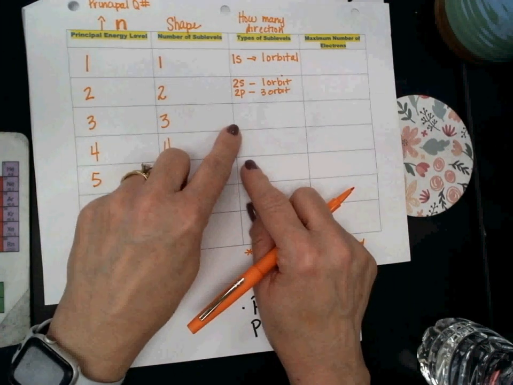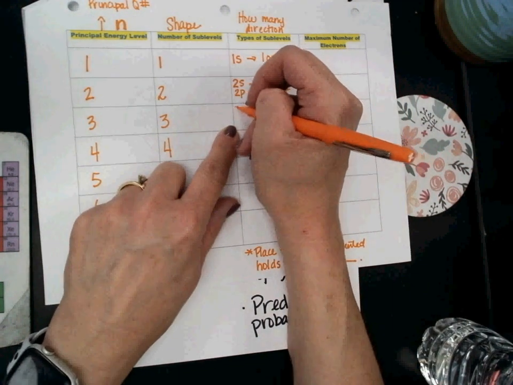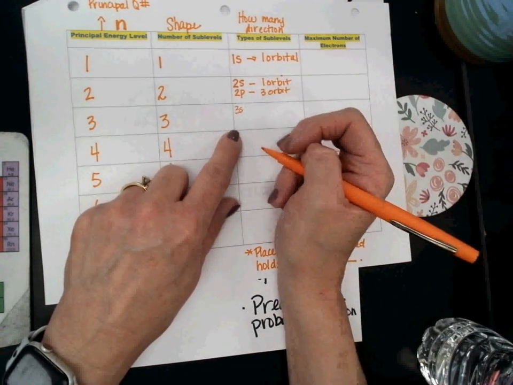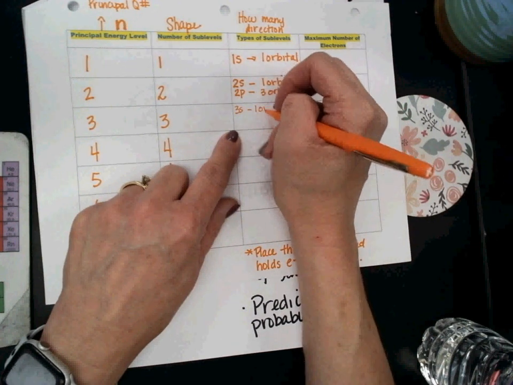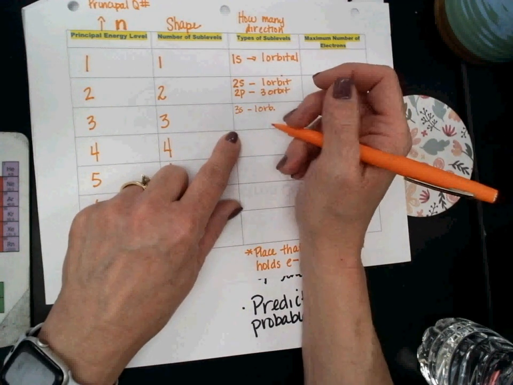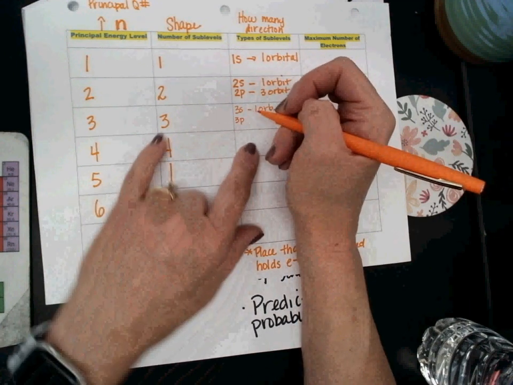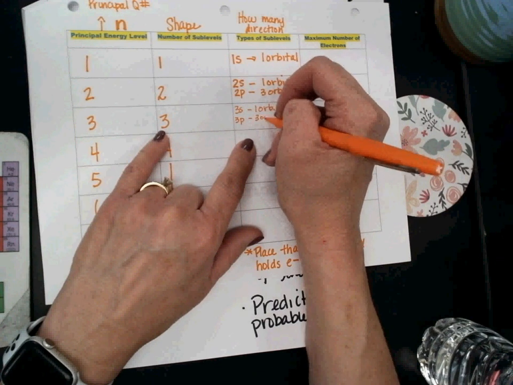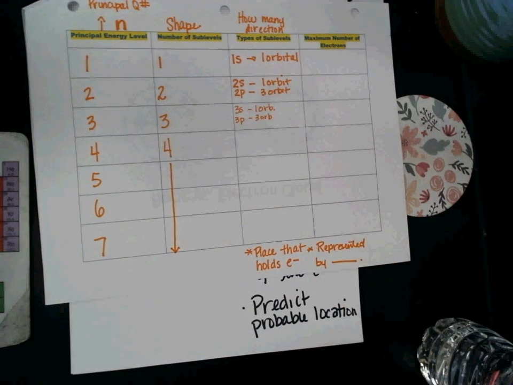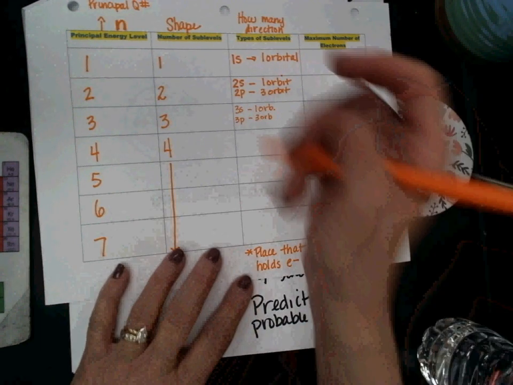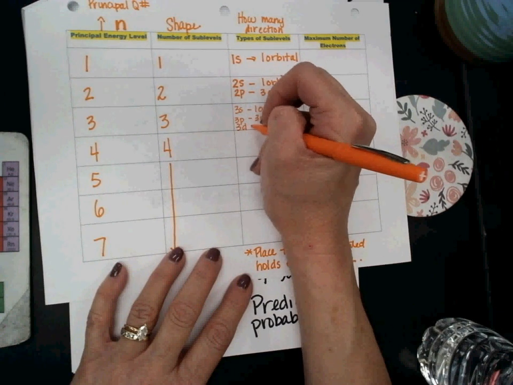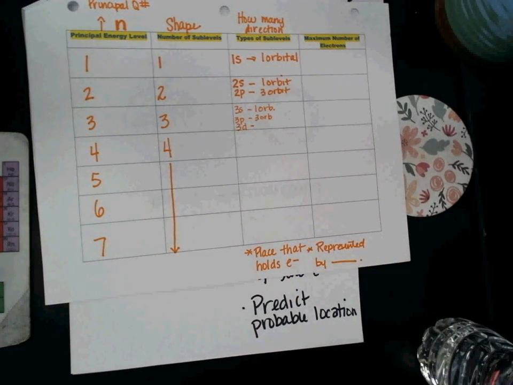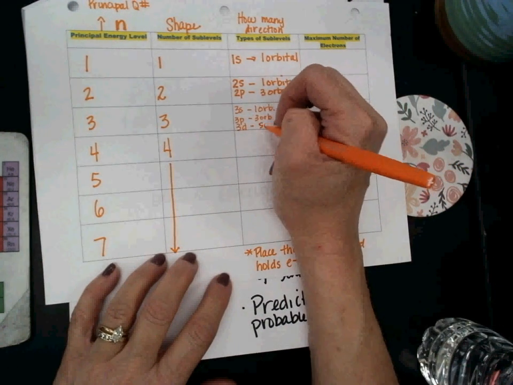Okay, now I'm going to go to the third energy level. It has the simplest, the 3s, with one orbital. It has the 3p, which has 3 orbitals. What comes after p? Adam? D. So we have a 3d. And then, Connor, how many different orbitals or shapes does D have? 5. So here I have 5.